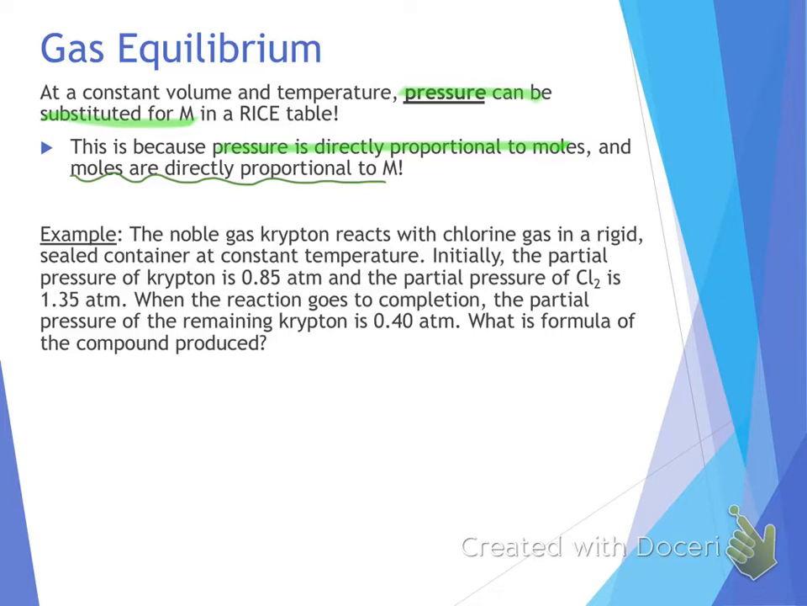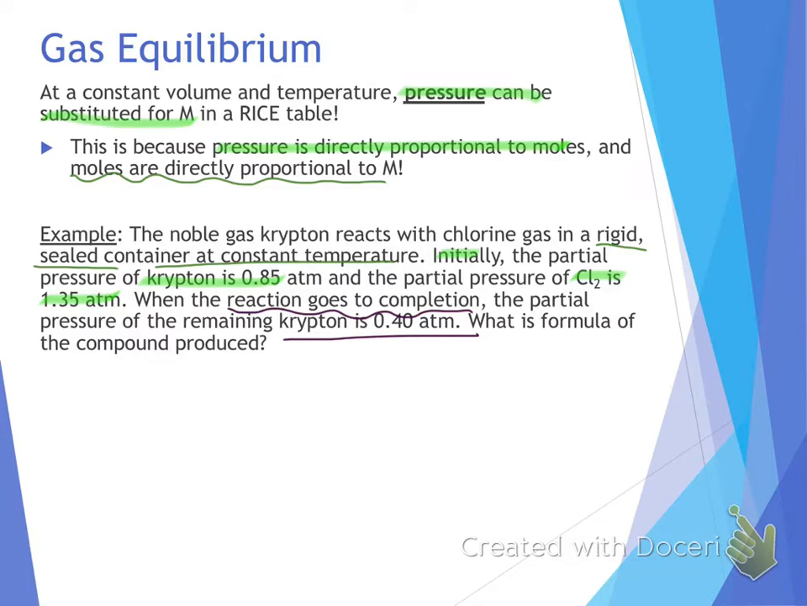We are reacting the noble gas krypton with chlorine gas in a rigid sealed container at a constant temperature. So rigid container means we have a constant volume and we have a constant temperature here. Initially, we are given our partial pressure of krypton and the partial pressure of chlorine. It tells us that this reaction is going to completion. After completion, we only have krypton remaining at 0.4 atmospheres. We're looking for the formula of the compound that's produced. So we're going to do a little stoichiometry or RICE, or BCA, table here.